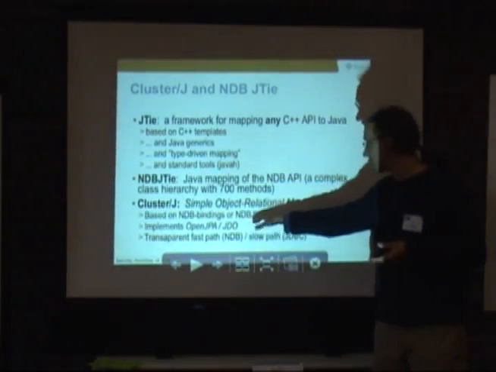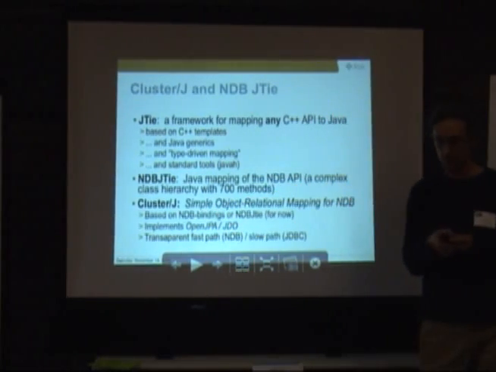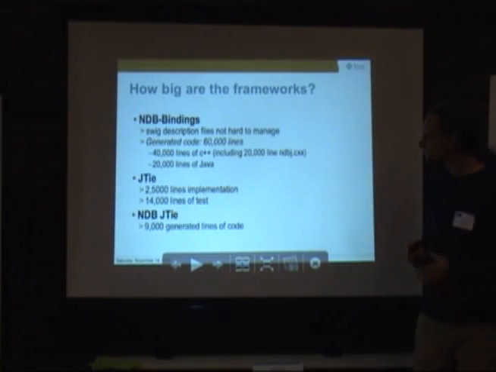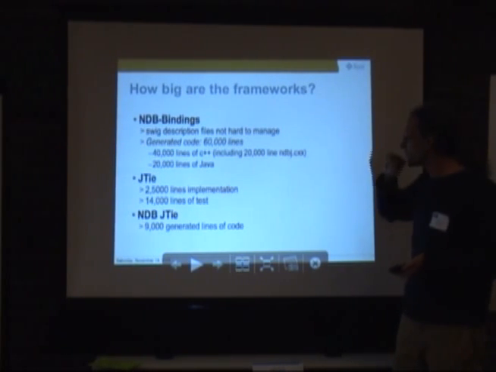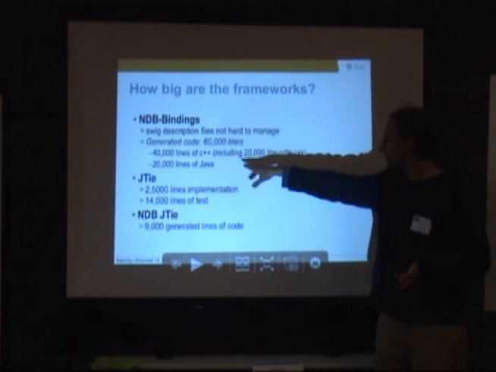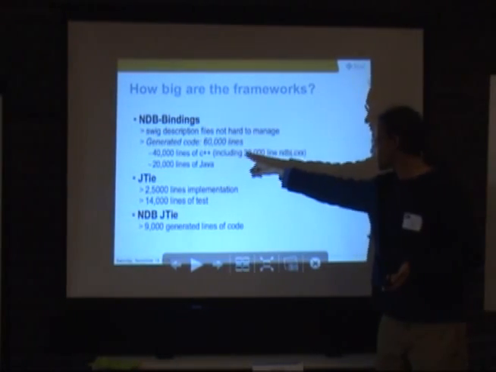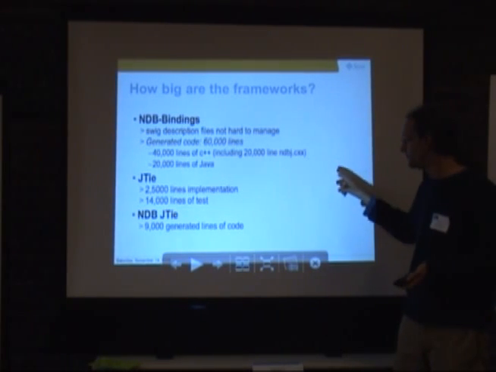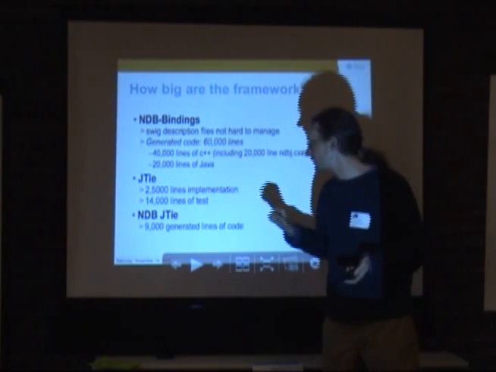ClusterJ will run on top of NDB JTie, and currently, at least, it still runs on top of NDB bindings. Whether we leave that in, I don't know. NDB bindings, the Swig stuff, it's not hard to manage. I guess it's pretty straightforward. The generated code is like 60,000 lines, including this monster 20,000 line ndbj.cxx file. It contains most of the mapping of the API, and then another 20,000 lines of Java.